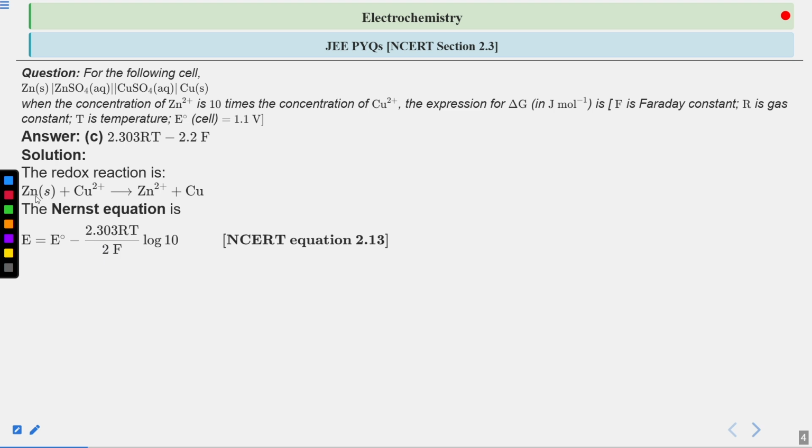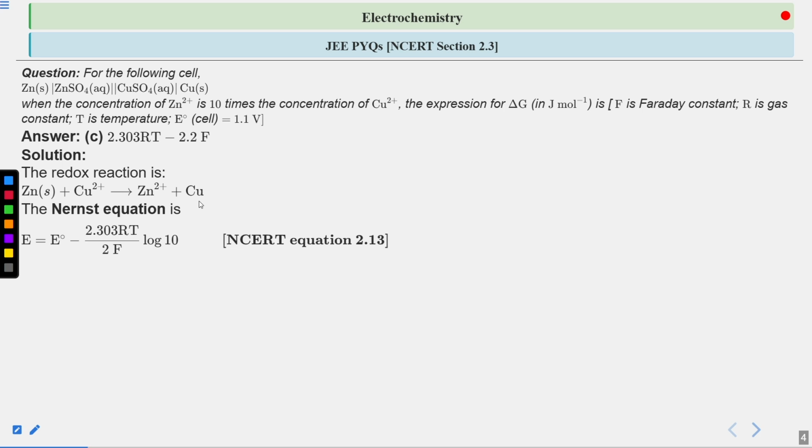As you can see, zinc is gaining 2 positive charge, that means zinc is losing 2 electrons to become zinc 2 positive. And similarly copper 2 positive is gaining 2 electrons to become copper, that means 2 electrons are interchanging between the oxidized and reduced species. So n we have taken here in the Nernst equation as 2, and the rest of the things are the same.